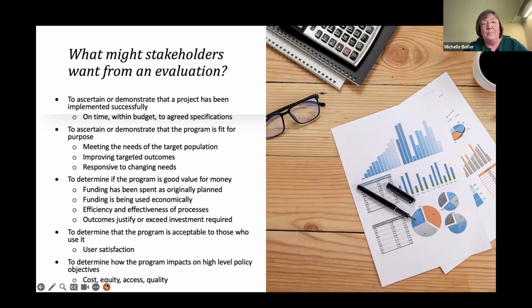to ascertain or demonstrate that the program is fit for purpose, so it's meeting the needs of the target population, it's improving the targeted outcomes, it's responsive to changing needs, to determine if the program is good value for money, has funding been spent as originally planned, is the funding being used appropriately, effectively, and economically, are the outcomes justifying the spend on this particular initiative? And to determine that the program is acceptable to those who use it, that's a really important consideration. And so the user satisfaction piece is important. And finally, to determine how the program impacts on high-level policy objectives. So how does it contribute overall to equity in healthcare or to access to healthcare and quality and cost?